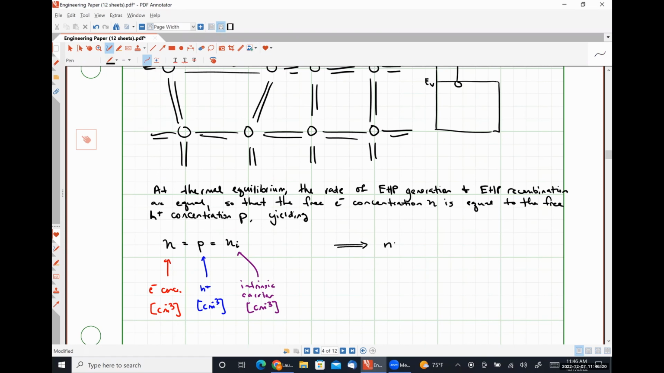is the hole concentration times the electron concentration has to equal the intrinsic carrier concentration squared. This is what's known as the mass action law. And it effectively tells us what our concentrations will be when we start doping things, which is what we're going to talk about in a moment.